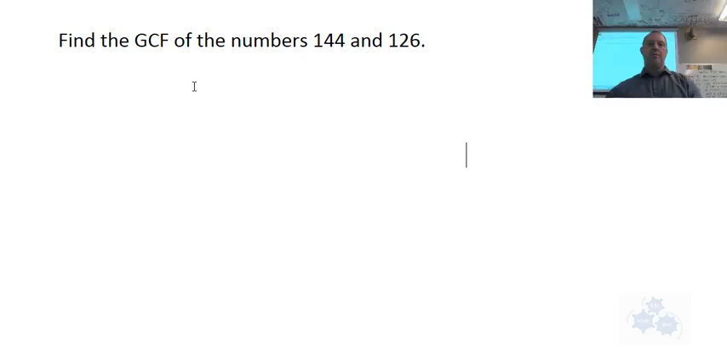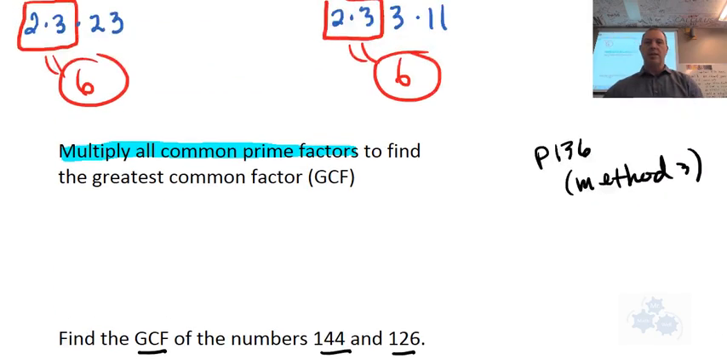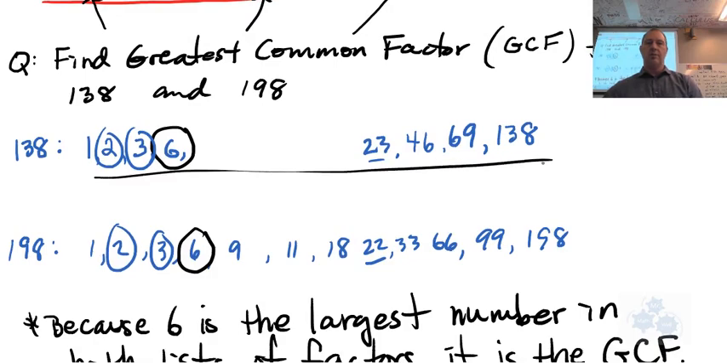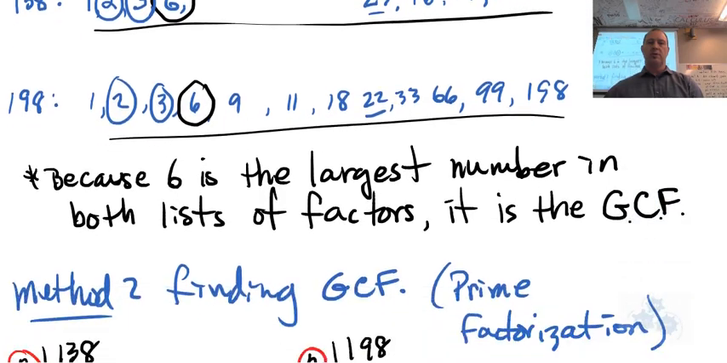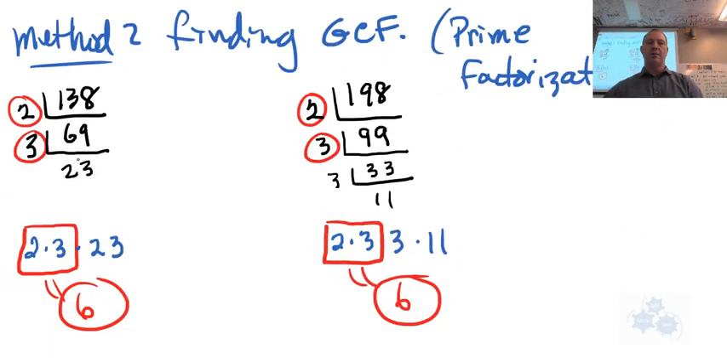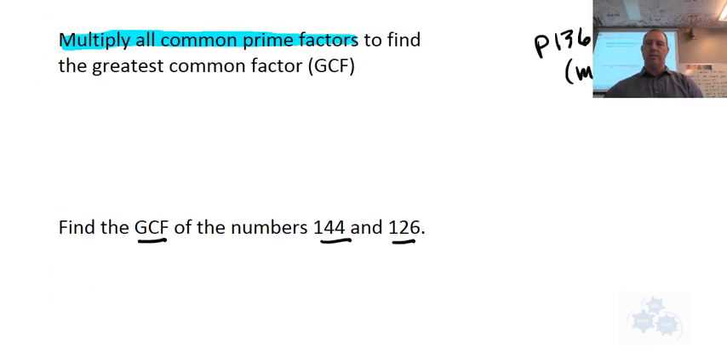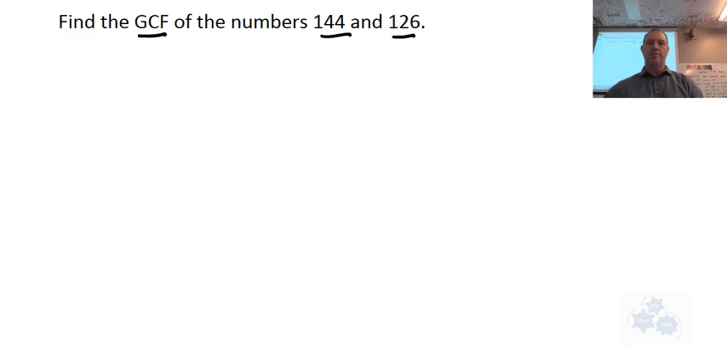So in this example, I want you to find the greatest common factor of these two numbers, 144 and 126. Use one or both of the methods that we just studied in this class. So that would be listing all factors for the two numbers and identifying the greatest number that shows up in both lists. Or method 2, prime factor each one, and then multiply all of the common factors to find the greatest common factor. So go ahead and give this a go.